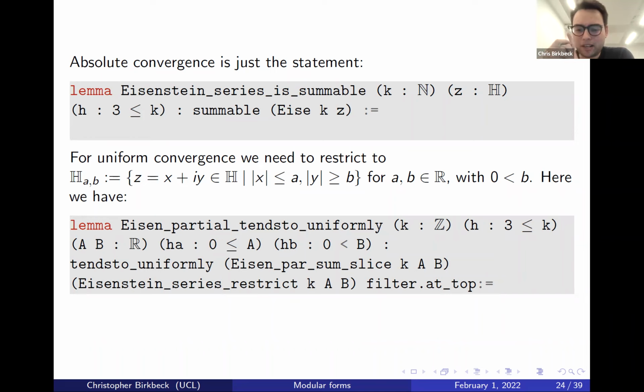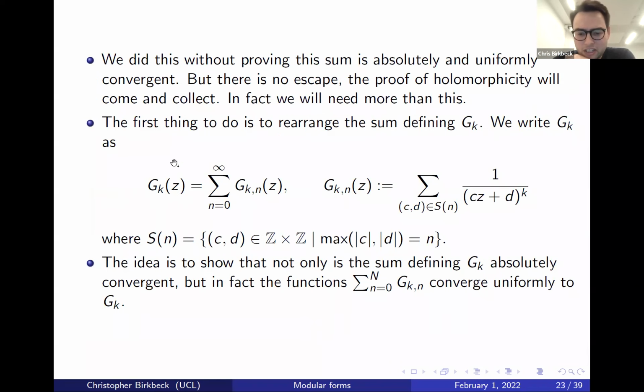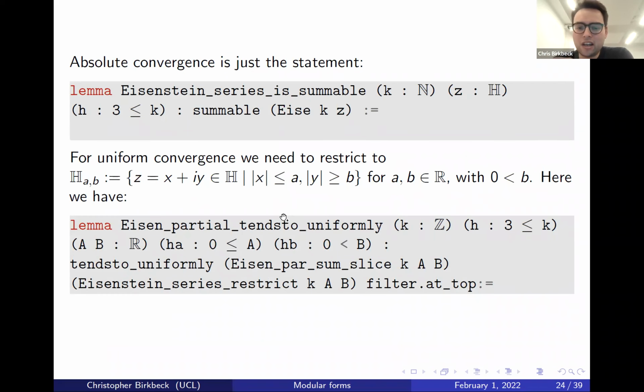It's a bit fiddly, but it works. I don't even need to split up my upper half space into slices for this. This works quite nice. But the next thing we want is that these functions, these GKNs, converge uniformly to my function, to my Eisenstein series. And for this, I really do need to now split up my upper half space into those slices.